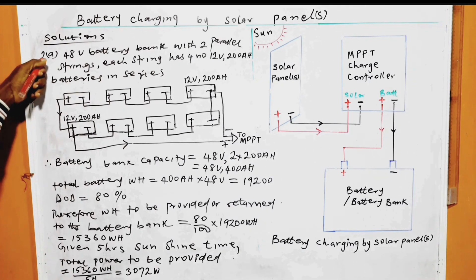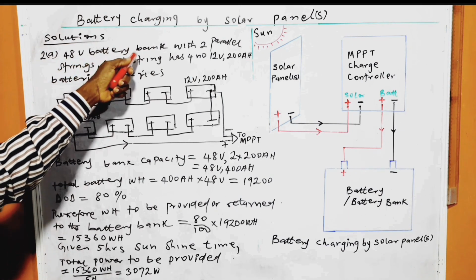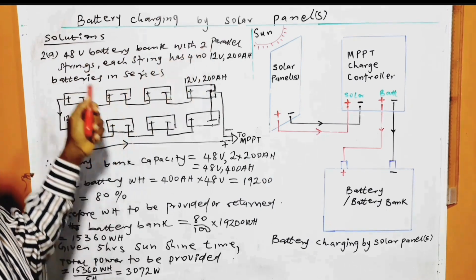Solution to question 2A. So, a 48 volt battery bank with 2 parallel strings.